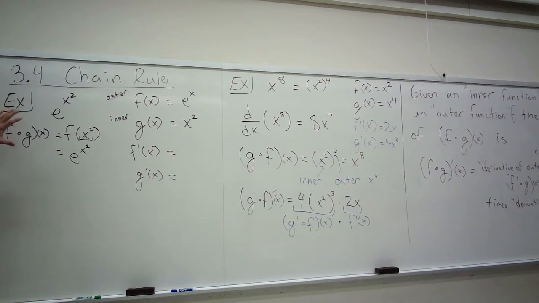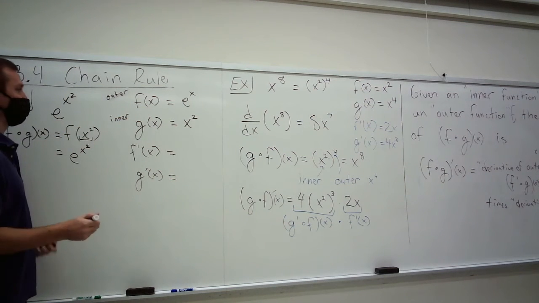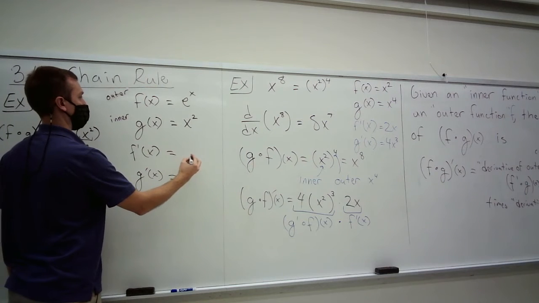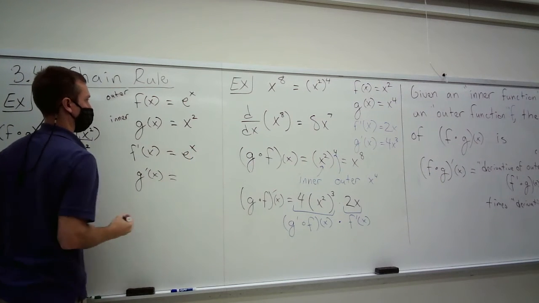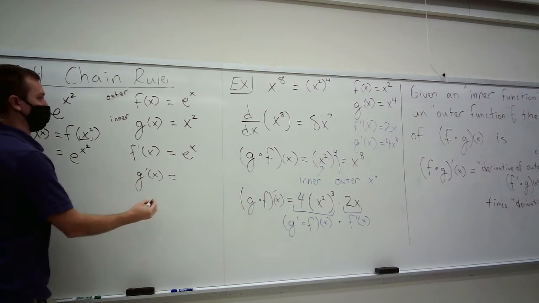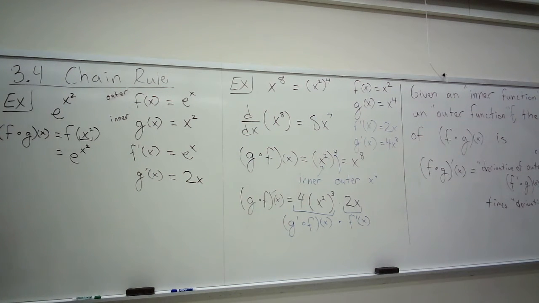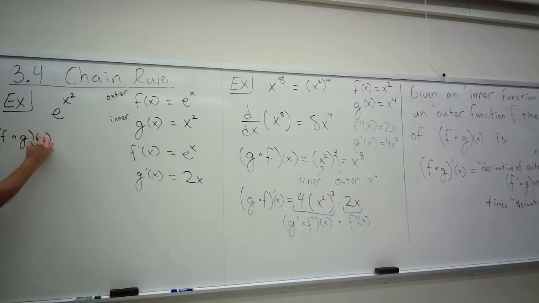Questions about inner and outer identification in this problem? No? Here we go then. What's the derivative of f? Thank you, yes. G? 2x. Good, this should be pretty fast by now, I hope. So, the chain rule says, what is the derivative of f of g of x? It is the derivative of the outer, when you plug in the inner, times the derivative of the inner.